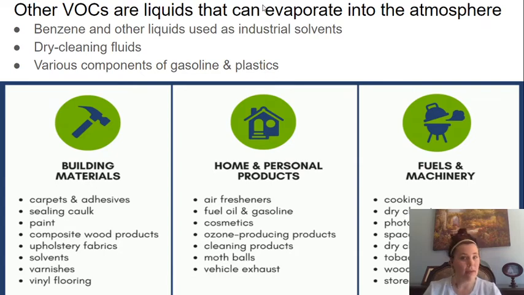Other volatile organic compounds that we have, benzenes, these are things that are used as industrial solvents, which I don't know anything about industrial solvents, dry cleaning fluids, various components of gas and plastics. So if you're wanting to know what role you're playing in volatile organic compounds, these are all the places. Like I have a room that is carpeted. I definitely use adhesives. I use paints. Vinyl flooring. I feel like, yes, we all have that.